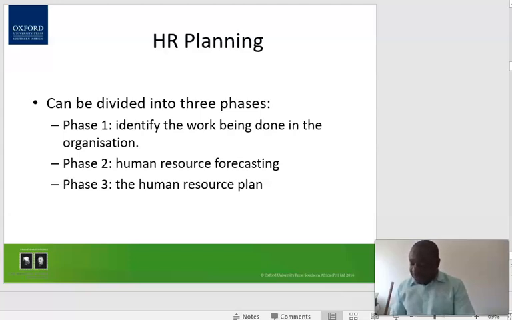So human resource planning can be divided into 3 phases. And these are the phases that we're talking of. Phase 1 is basically to identify the work that is being done in the organization. Phase 2 is concerned with human resource forecasting. Then phase 3, that's where we do the human resource plan.